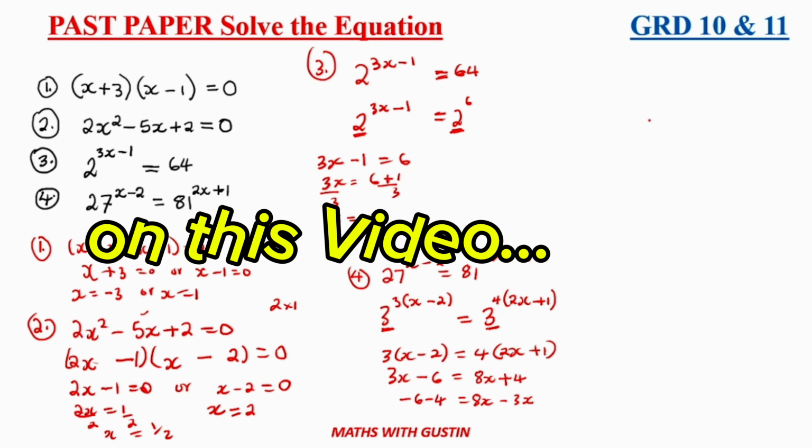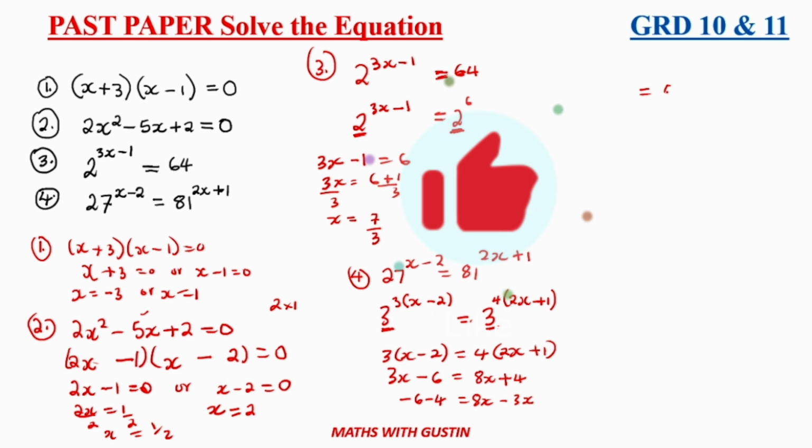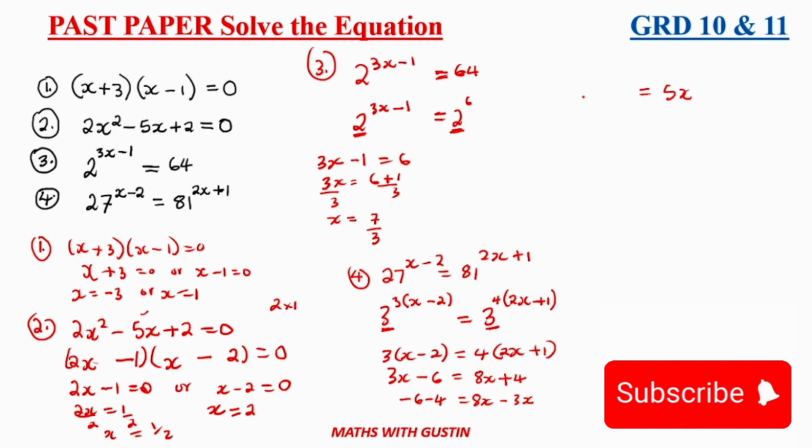What you're going to have on the other side, we are going to have 5x. Therefore, this side we're going to have negative.